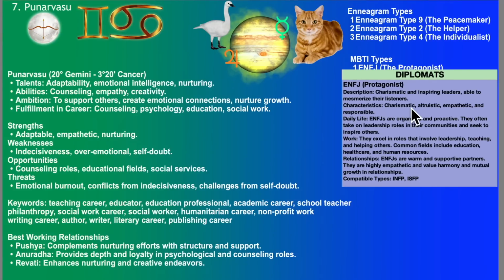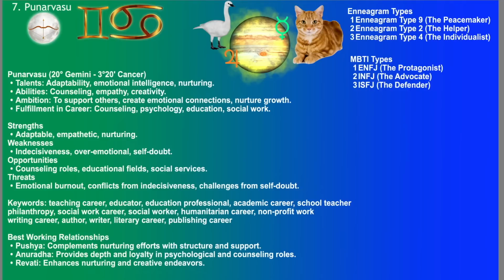They are very charismatic, they are altruistic, they are empathetic and responsible. They excel in roles involving leadership, teaching, there you are, and helping others. Common fields include education, healthcare, and human resources. Need I say more? So teaching career. If you're an ENFJ with Punarvasu dominant, teaching career would be good for you in D1 and D10. Examine both charts for career. Yes.